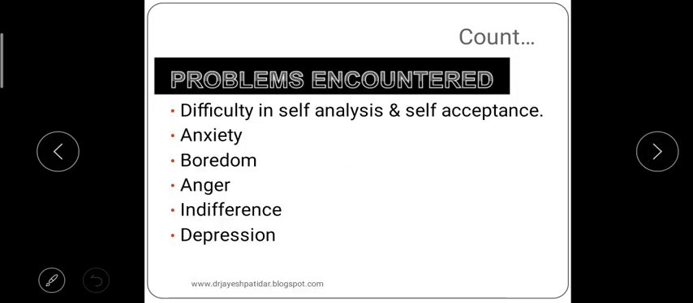Next, problems encountered. If you are planning for the pre-interaction phase, what are the problems we can face? We can face difficulty in self-analysis, self-acceptance, anxiety, boredom, anger, indifference, and depression.